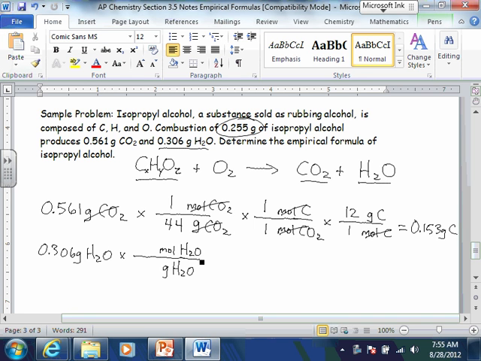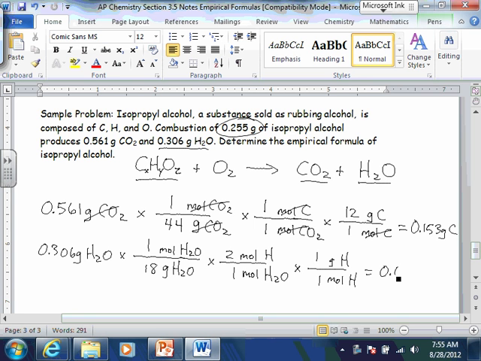Okay, so in 1 mole of H2O there's 18 grams. All right, and for every mole of H2O that we have, we're going to have 2 moles of hydrogen because the formula is H2O. Okay? And then once we know the number of moles of hydrogen, then we can go back to grams of hydrogen and we can figure this out. And that's basically a 1-to-1 there. So then we've got 0.306 divided by 18 times 2, 0.034 grams of hydrogen. All right?